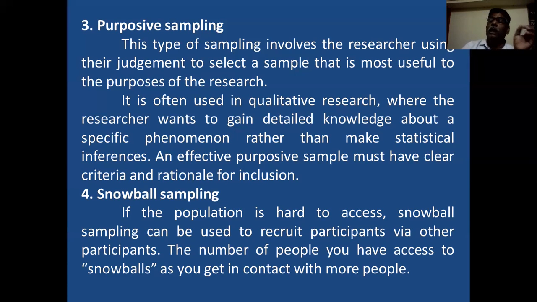Whenever it is hard to assess the population, we use snowball sampling. Here, first we recruit the participants. First, we find any one or two members of the sample. Then with the help of those members, we find the other members of the sample. That is called a snowball sample. Okay. One more example I would like to give.